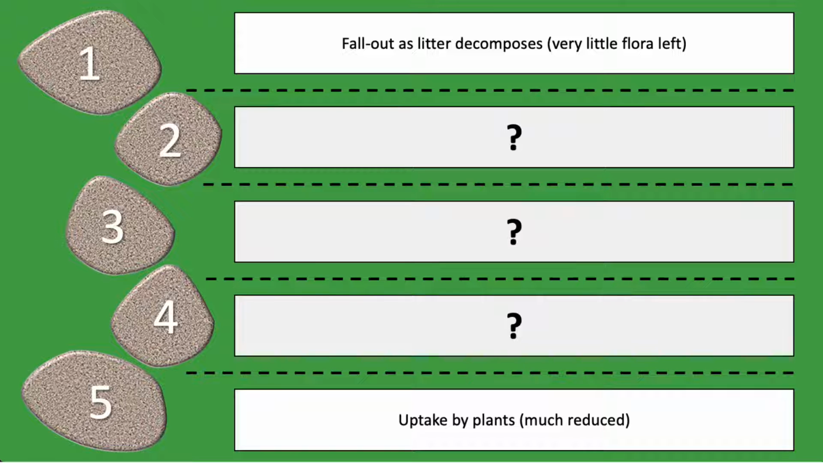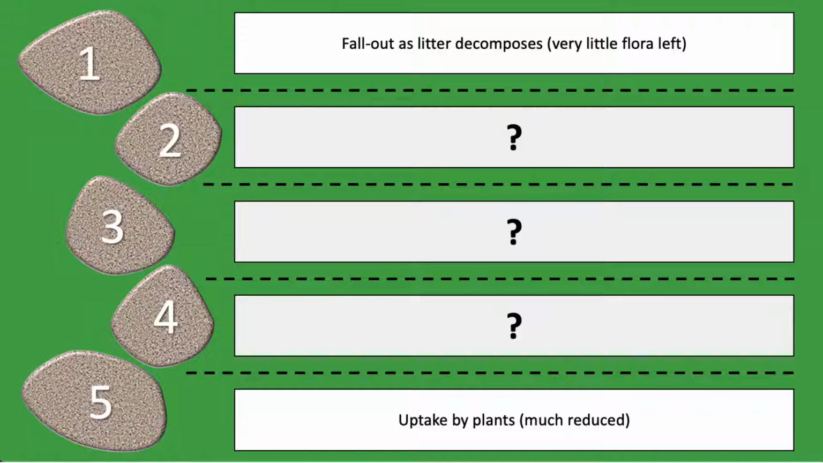you've got these stepping stones, and the first and last stepping stones have been completed. And what it would be good for you to do is jot down numbers 2, 3, and 4, to write down what stages would happen between them. So the first stage is fallout as the litter decomposes. Very little of the flora, the plants, are left. The last stage is uptake by plants is much reduced. So see if you can jot down what's going on in between times. So I'll give you a moment to do that.